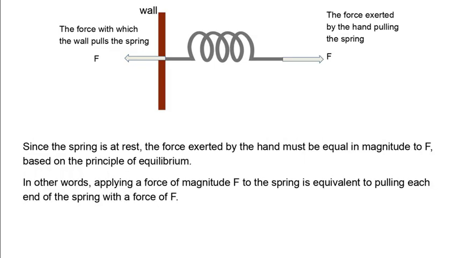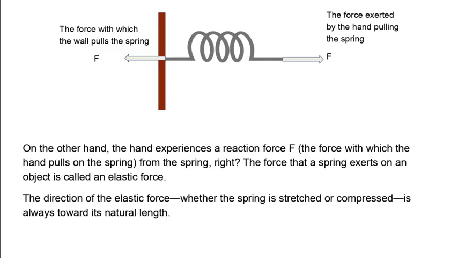Since the spring is at rest, the force exerted by the wall must be equal in magnitude to F, based on the principle of equilibrium. In other words, applying a force of magnitude F to the spring is equivalent to pulling each end of the spring with a force of F. On the other hand, the hand experiences a reaction force F, the force with which the hand pulls on the spring, from the spring, right.